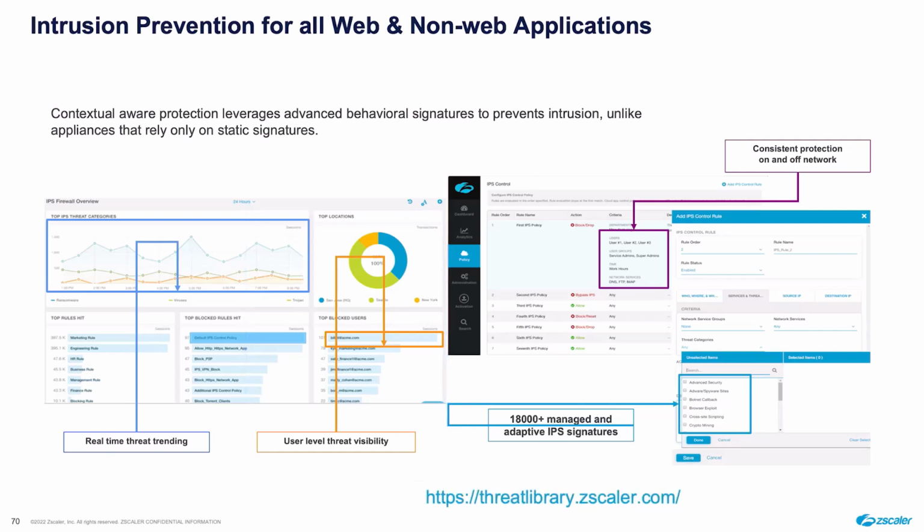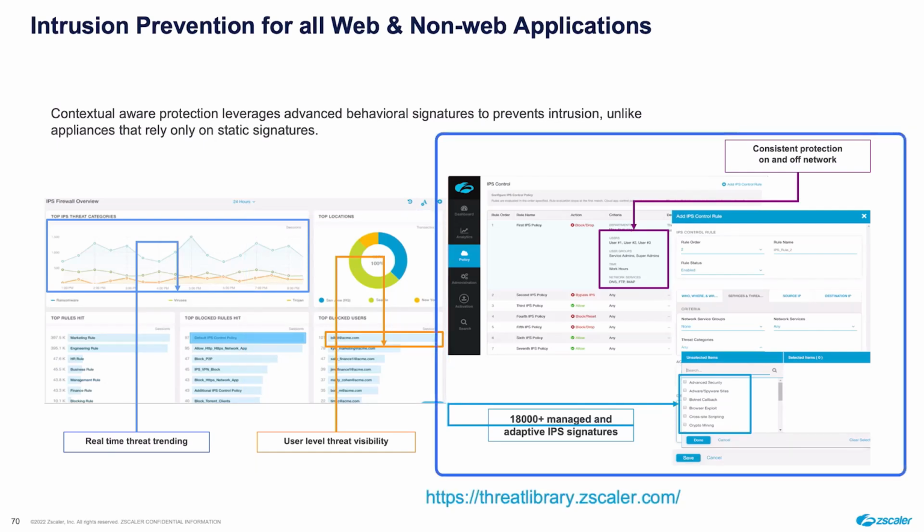To configure these IPS control policies, we have created a policy construct under IPS control where you can write really granular policies for IPS control, where you can define the rule order, you can define what specific applications or what specific network service groups or URL categories or specific threat categories you want to enable this for.